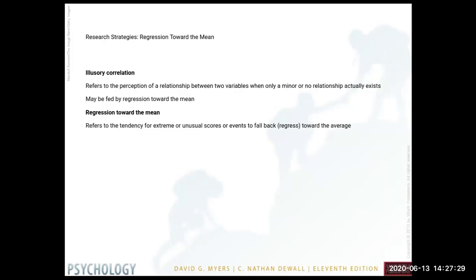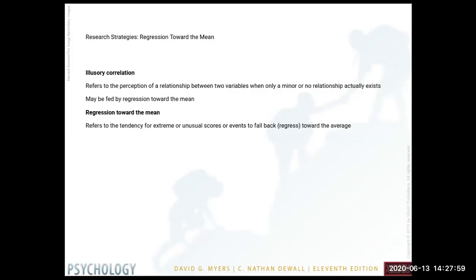Sometimes two things can look like they go together, but actually have nothing in common. I am going to give you guys a link for some of these spurious correlations, where two things look like they may match because the graphs look really tight together, but they actually have nothing to do with one another. That's called an illusory correlation or a spurious correlation. It refers to the perception of a relationship between two variables when either a minor one or no relationship exists.